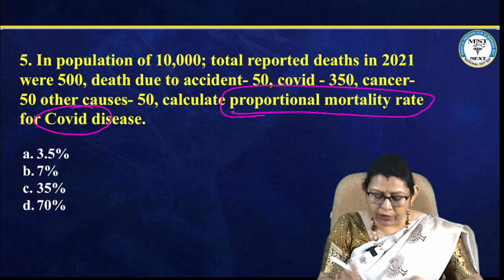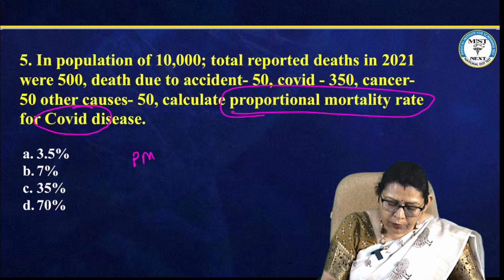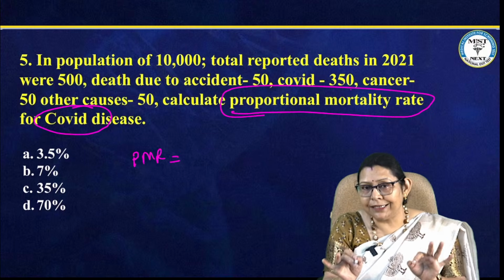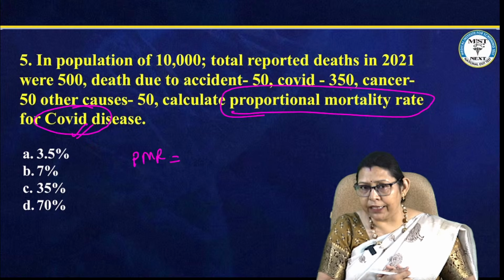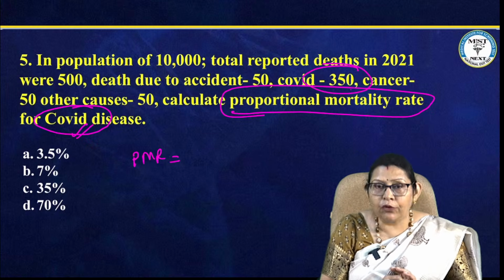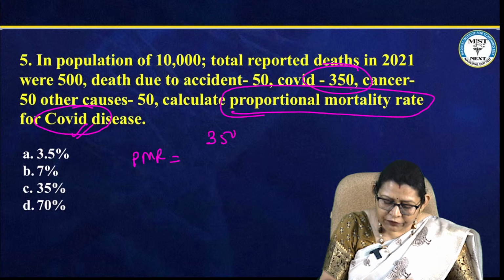Okay, so the first step is, what they are trying to ask is the proportional mortality rate for COVID disease. So quickly recall the formula of proportional mortality rate, that is deaths due to the specific disease. What they are asking is for COVID. So how many deaths are because of the COVID? The COVID deaths are 350.